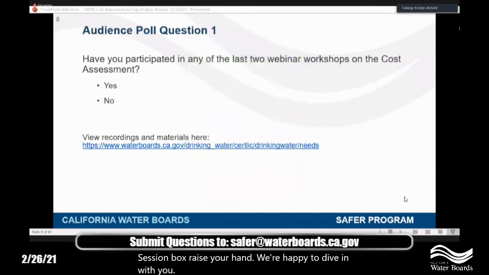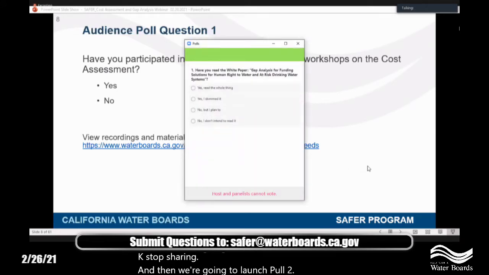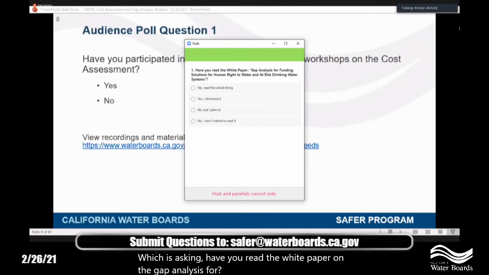Okay, stop sharing. And then we're going to launch poll 2, which is asking, have you read the white paper on the gap analysis for funding solutions? This is a white paper that we just recently published this week. We did share it with folks who had registered by yesterday morning. So if you've registered since then, maybe you haven't seen it yet, and that's okay.